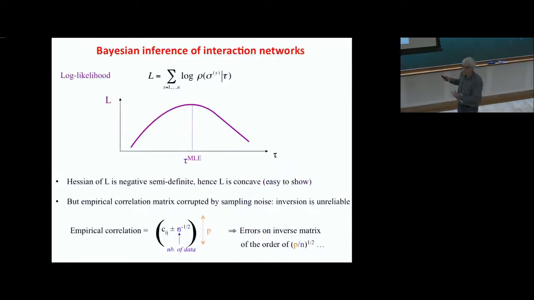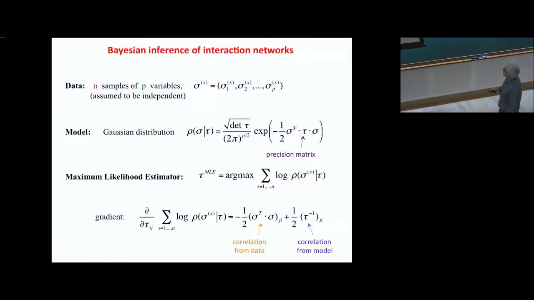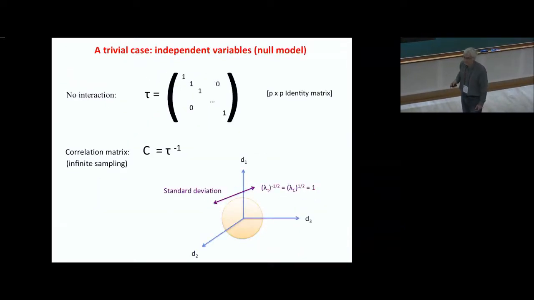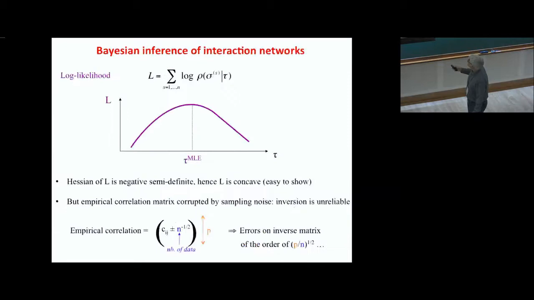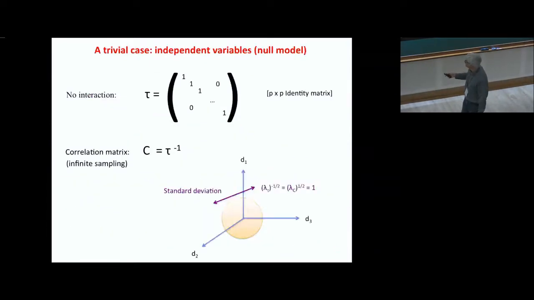Okay, so I want to show you now one application of this, or let's say one subcase of this, where actually you can see exactly this phase transition taking place. So let me consider the first case, which is the trivial case. Suppose that my precision matrix tau is the identity matrix. So if I put the identity matrix here, then the variables do not interact together. Okay, so it's a trivial case where I have no interaction at all. So they're all independent. So it's a very simple case, but it's an interesting case.